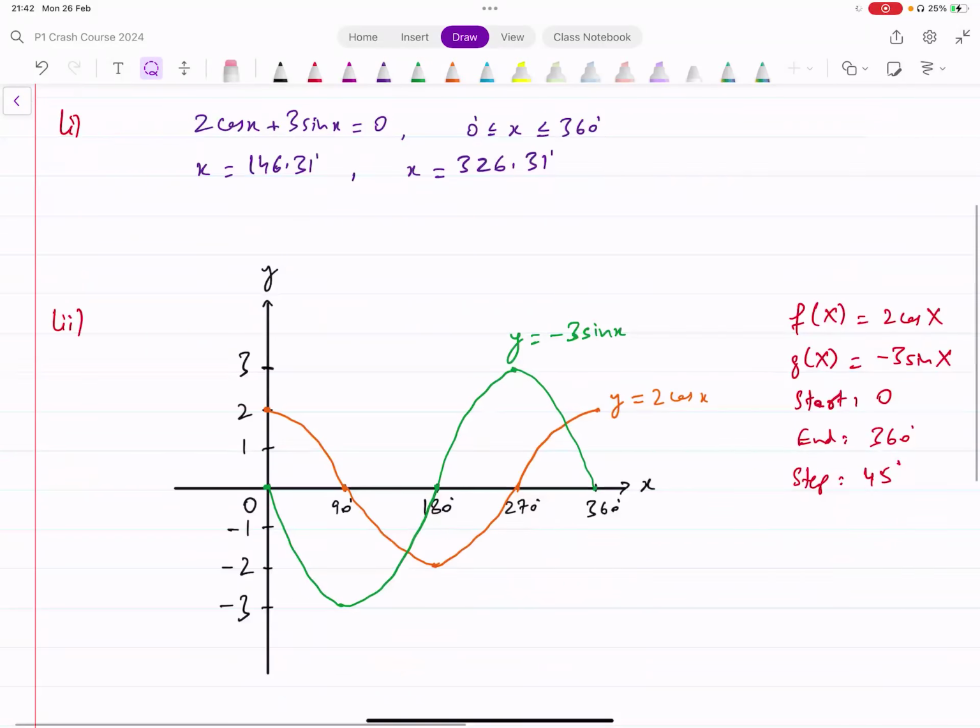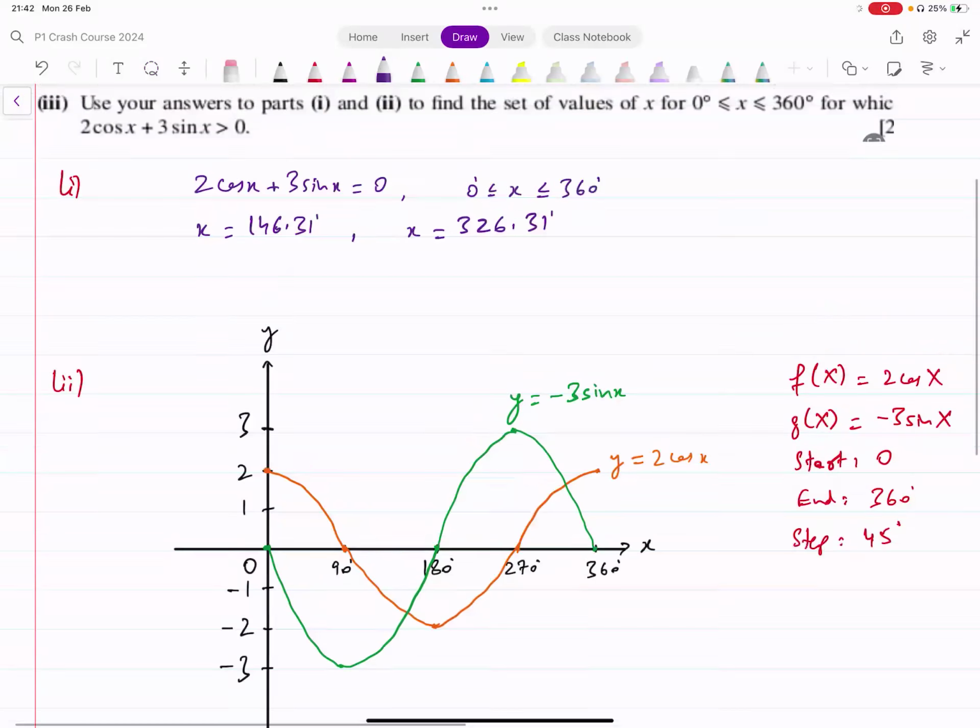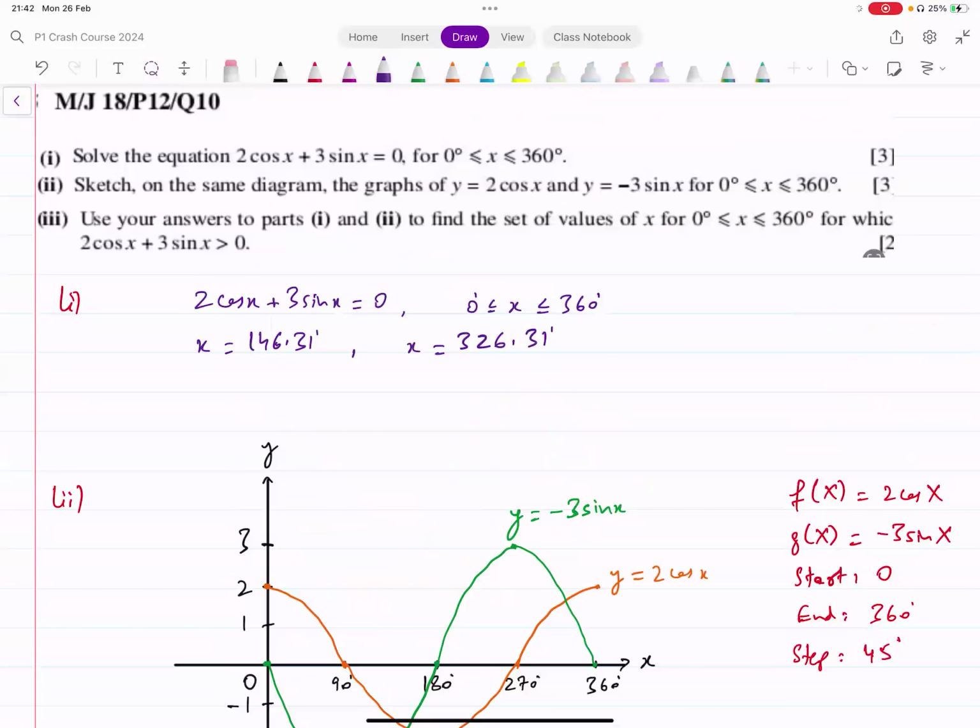So assuming that you have solved this in the first part, 146.31 and 326.31, these are the answers that you get from the first part. Now, what does that mean? What's the equation that you solved in the first part? 2 cos x plus 3 sin x equals 0.